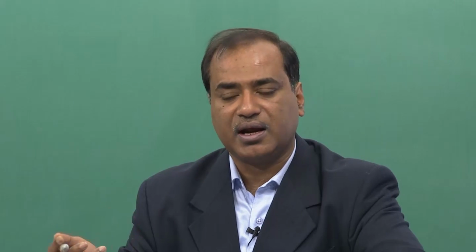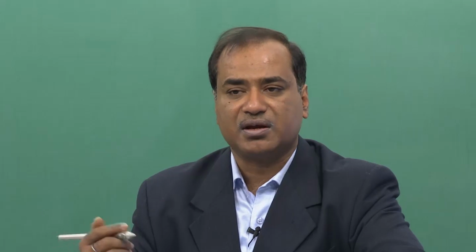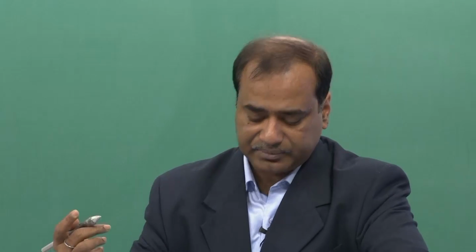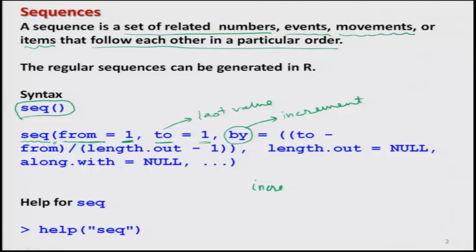For example, if I want to have a sequence from 1 to 3, that means there are 3 units. So, I am starting from 1 ending at 3 and the length of the sequence is 3 units. So, that will be 3 minus 1 divided by the length of the vector, right. This increment is computed by the last value 2 minus from, divided by the length of the vector minus 1, and this is how R is computing here.